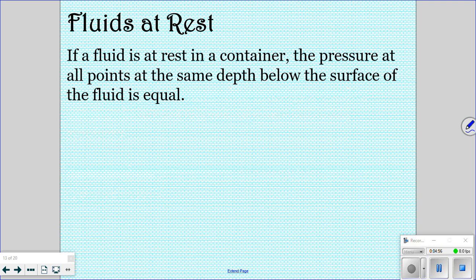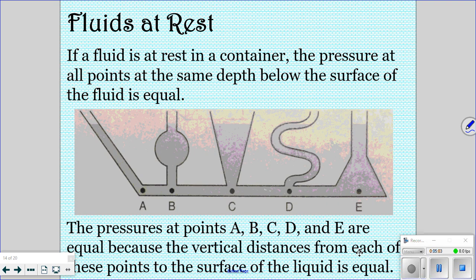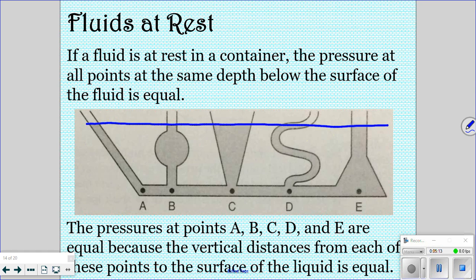If you have a fluid at rest in a container, the pressure at all points at the same depth are equal. So if you look here, the pressures at A, B, C, D, and E are all the same because the vertical distance from the top down to A, down to B, etc. Those distances are all the same. And so the pressures at those points are all the same. It doesn't matter the shape of them, it's still the same pressure.